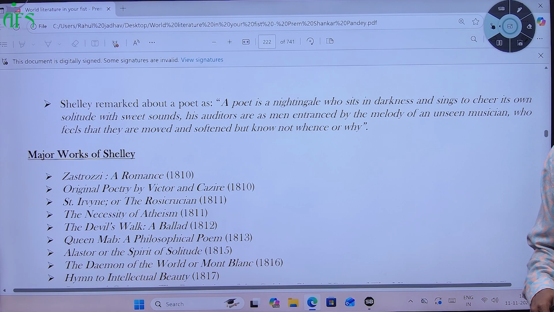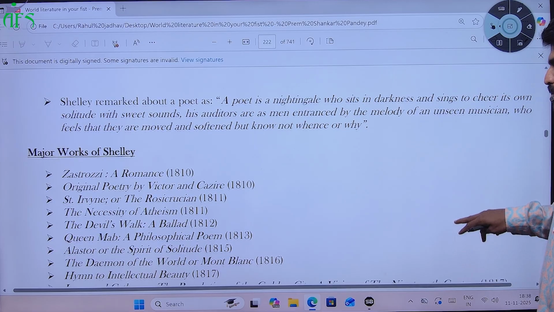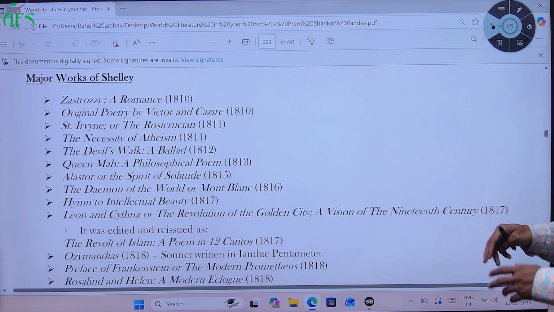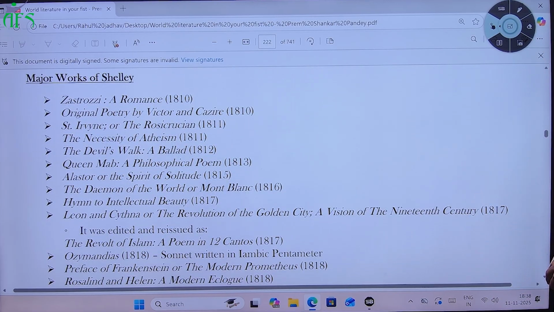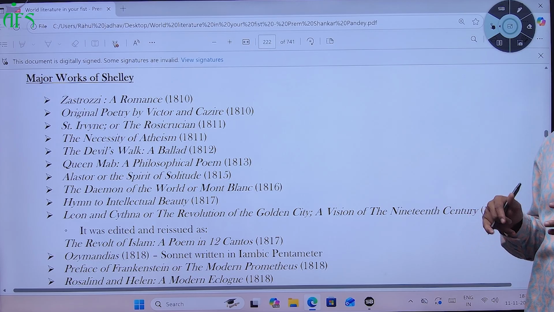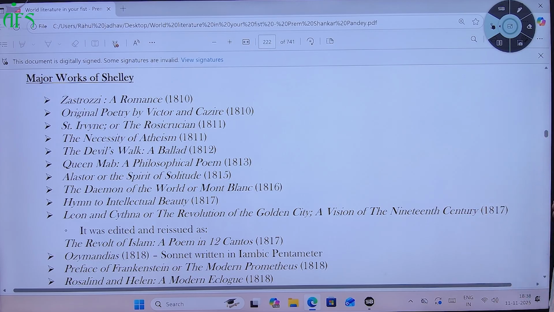Now let us have a major work of P.B. Shelley. The one is Lastrosi, a romance, then original poetry by Victor and Kazire. Now, before them, next to them, we have given the list of their publications in bracket. I won't be reading them all because once you go through them all, you will have a realization that how these works are major and their appearance in various time span matters the most.